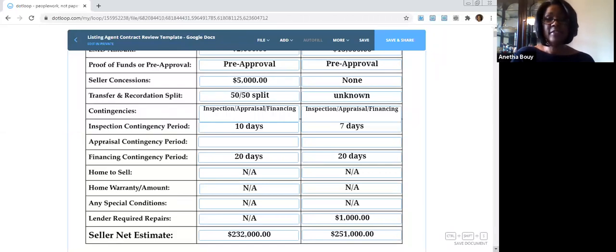Okay. And I just wanted to point one other thing out. We have also the appraisal contingency period. And in this offer, there was no information provided for the appraisal contingency period. Okay. And we're looking at this. If the seller were to go with this offer, their net estimate would be $232,000.